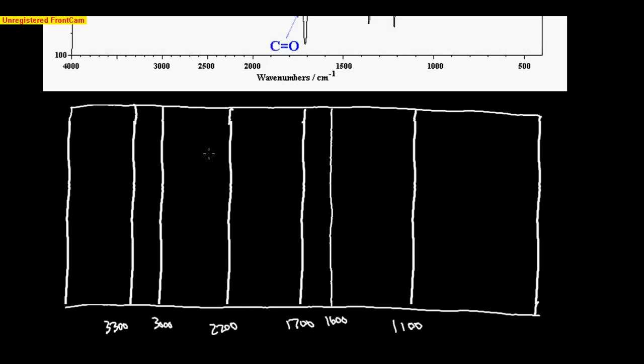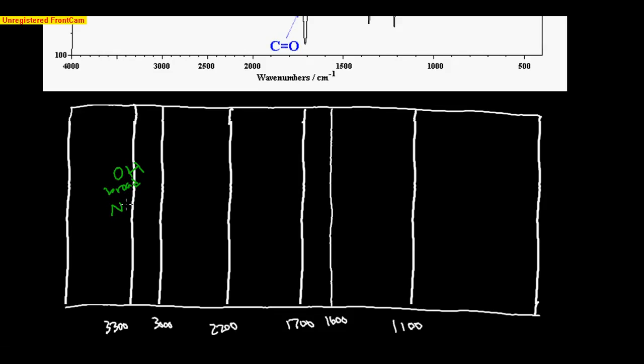Okay, if you see an alcohol on the IR spectrum, it will show up centered right around 3300, and it will be very broad. It'll look something like this, just a big broad peak would be an alcohol.